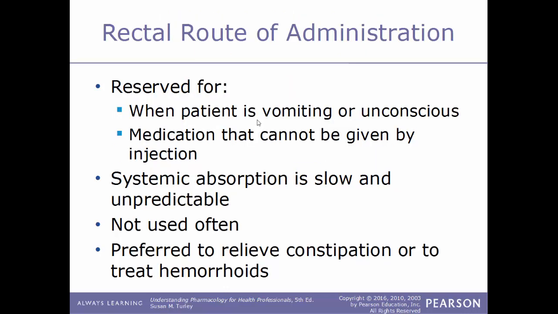Another route of administration is the rectal route. This is reserved for when a patient is vomiting or unconscious, when they obviously couldn't swallow anything orally, or when a medication can't be given by injection. The problem with this route is that systemic absorption is slow and pretty unpredictable. This route is not used all that often. This route is mainly used to treat hemorrhoids or to relieve constipation.